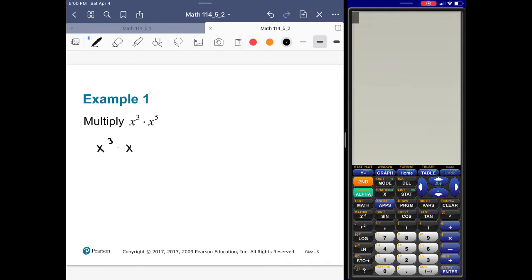And this is like the one we did a minute ago. So this is x cubed times x to the 5th. We have the same base, so that means the exponents will add with each other.